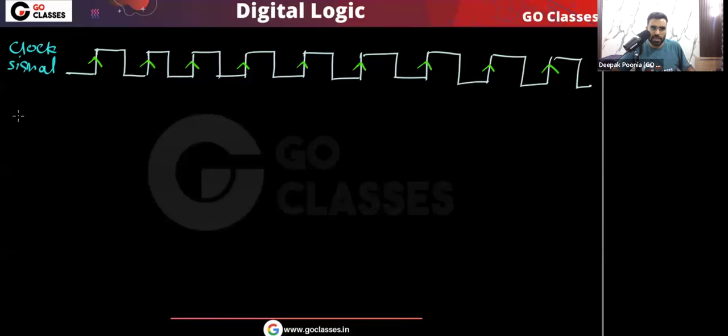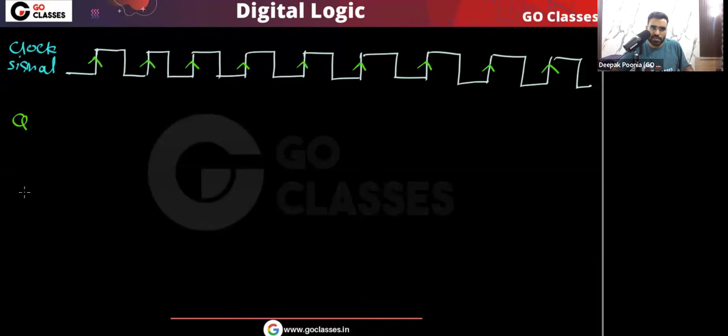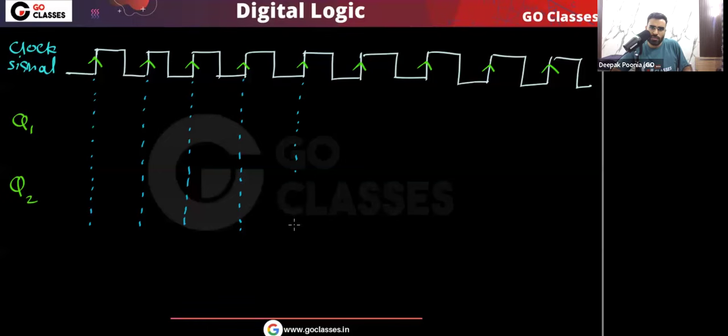Now, let's make the waveform for Q1, Q2. Initially Q1 Q2 is 1 0. This is given to you, before the first positive edge. See, these are the positive edges, the rising edges where the flip flops will respond to the inputs. At all other times the flip flops will be inactive and will remain in their current state. They will not respond to input changes. But at the rising edges, the two D flip flops will respond to the inputs because both are positive edge triggered.